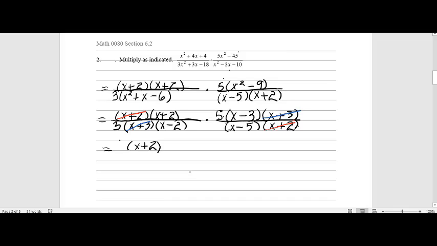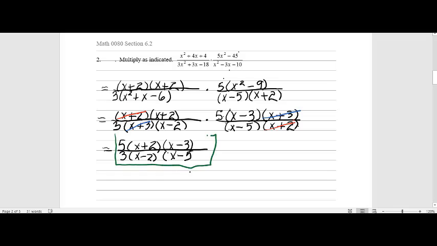And I see I have a 5. I put my monomial factors first. So this 5 comes in the front, and then the x minus 3. So that's my numerator after I've divided out all common factors. And my denominator is 3 times x minus 2 times x minus 5. And so this is my final answer.